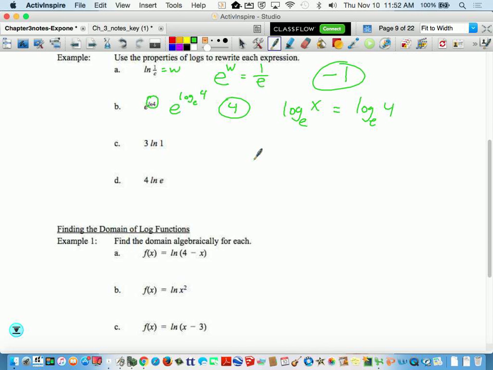This property, sometimes when I do these, I'll just write an e under there to remind myself. E to what power gives you 1? 0. So now you have 3 times 0. Well, 3 times 0 is 0. What about this one? E to what power gives you e? So there must be talking about an exponent of 1. So now you have 4 times 1, which is 4.